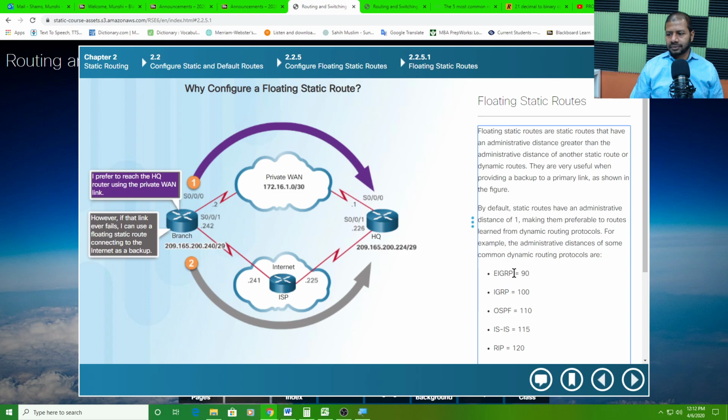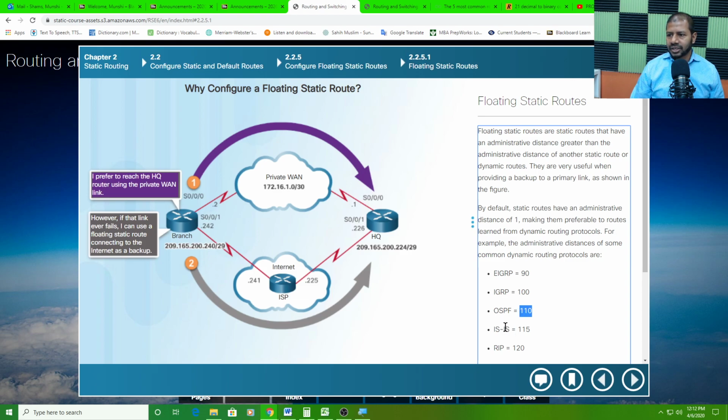IGRP and EIGRP, very easy to find out. EIGRP is the best one in here, with an administrative distance of 90, the lowest administrative distance. Therefore, this is the most preferable among these routing protocols. EIGRP is enhanced IGRP. So IGRP would have 100, and of course EIGRP would be better than that, so it's 90. OSPF, open shortest path first, that one is 110.